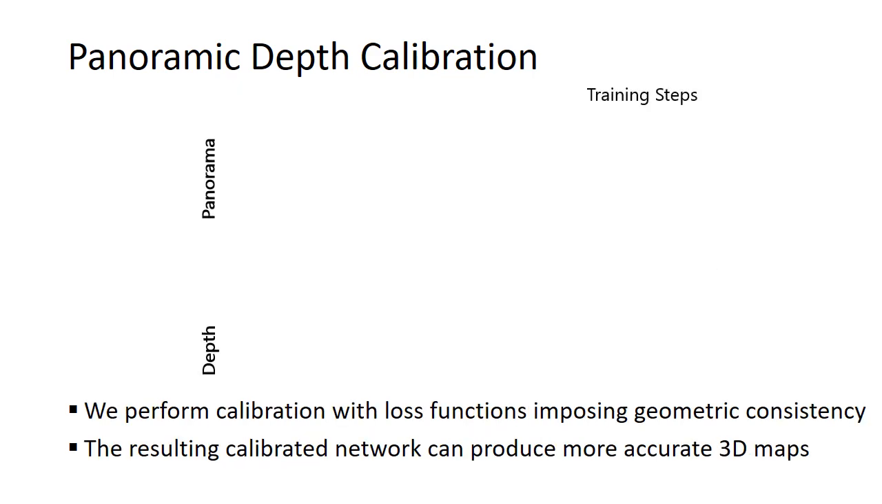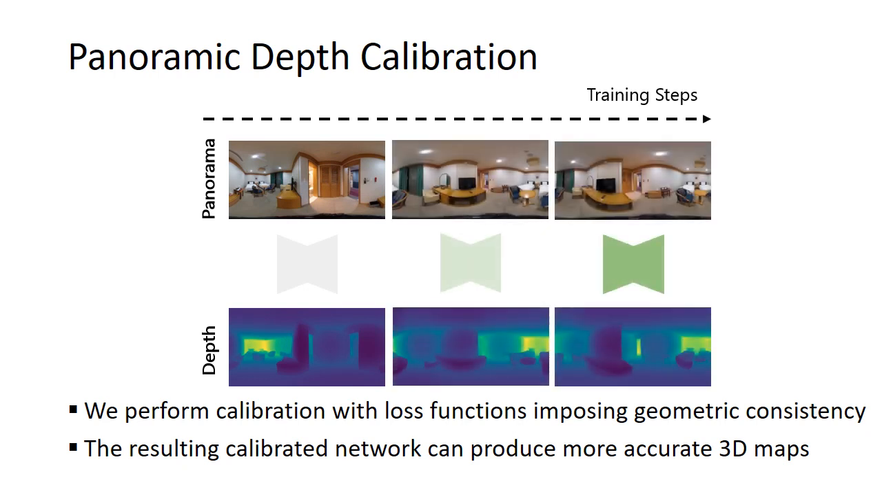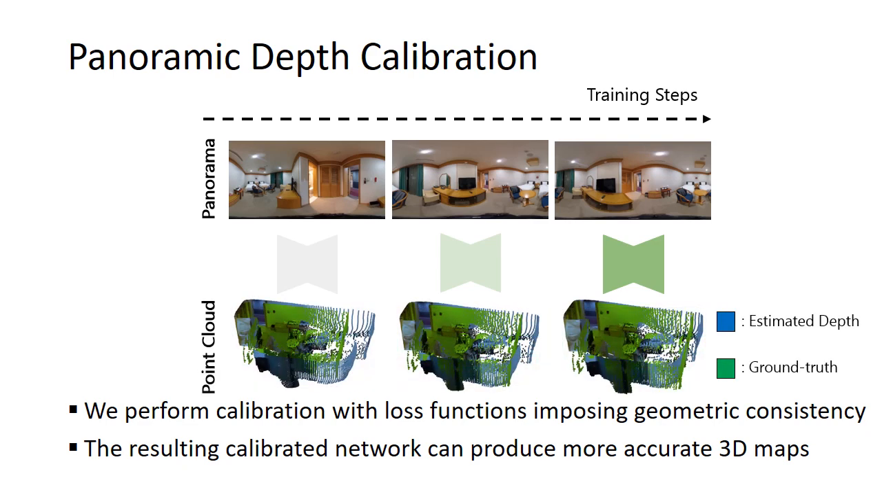To elaborate, during deployment, our calibration scheme employs test time training using loss functions that impose geometric consistency. The resulting calibrated network can produce more accurate 3D maps, which will be beneficial for downstream applications such as navigation.